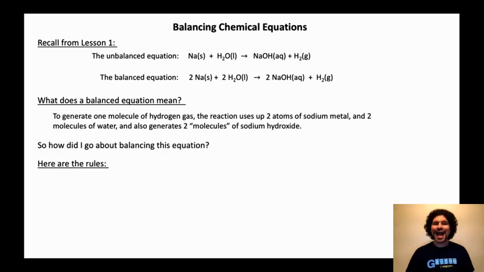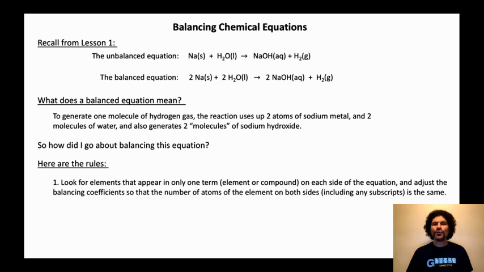Okay, so how did I go about balancing this equation? Well, first I'm going to give you the rules, and then we'll go over how I applied them and how I balanced each element. The first rule is to look for elements that appear in only one term, one element or compound, on each side of the equation, and adjust the balancing coefficients so that the number of atoms of the element on both sides, including any subscripts, is the same.